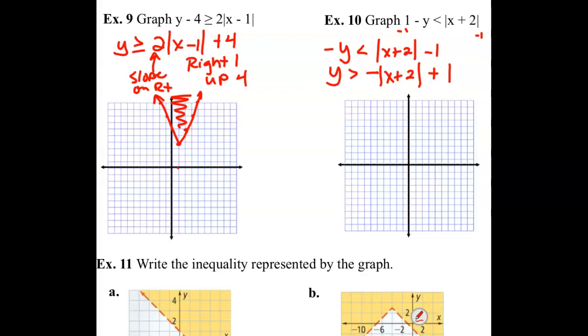What happens when I have that negative in front? It's reflecting. So now my V is going to be upside down, right? So we're going to reflect over the x-axis. We're going to go left 2 and up 1. So left 2, up 1. Reflecting means now on the right-hand side I have a -1 slope. And on the left side I have a +1 slope. Solid or dotted? Dotted.